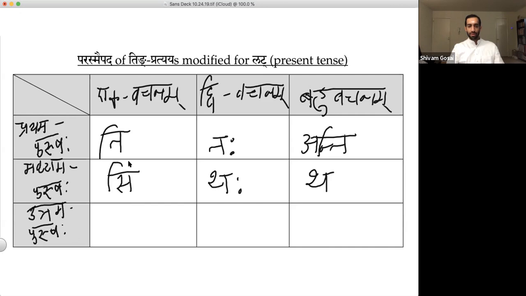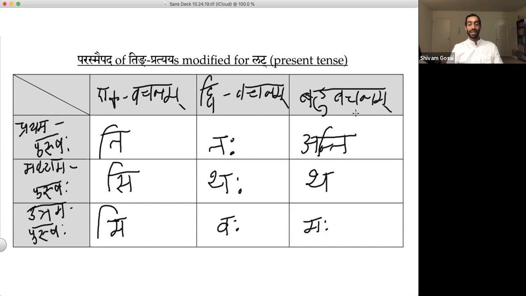Okay, then uttama purusha ekavachanam, right? I'm talking about a singular and uttama purusha, so it's me. So now we will never forget this one because it literally says what we're talking about. Me, I. Me, then vaha. And then the last one, uttama purusha bahuvachanam, maha.